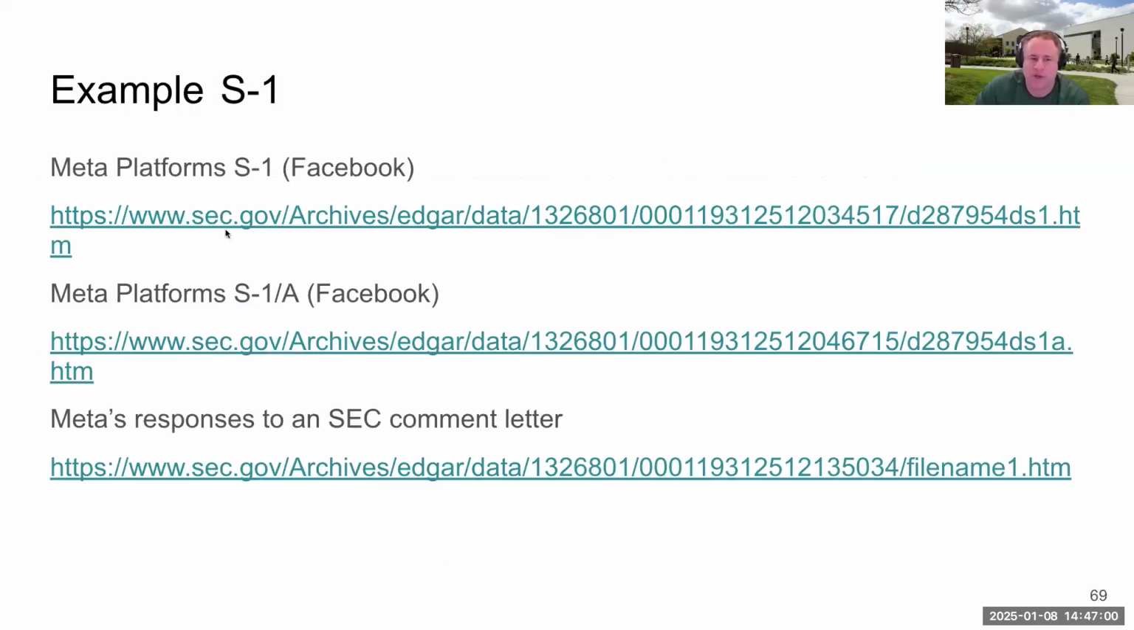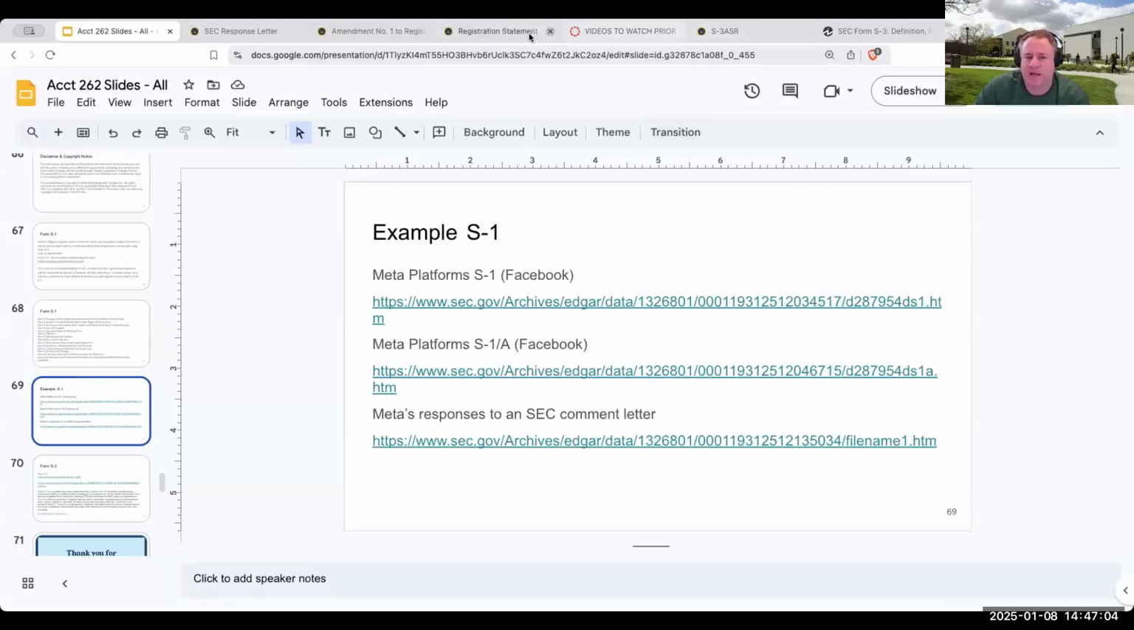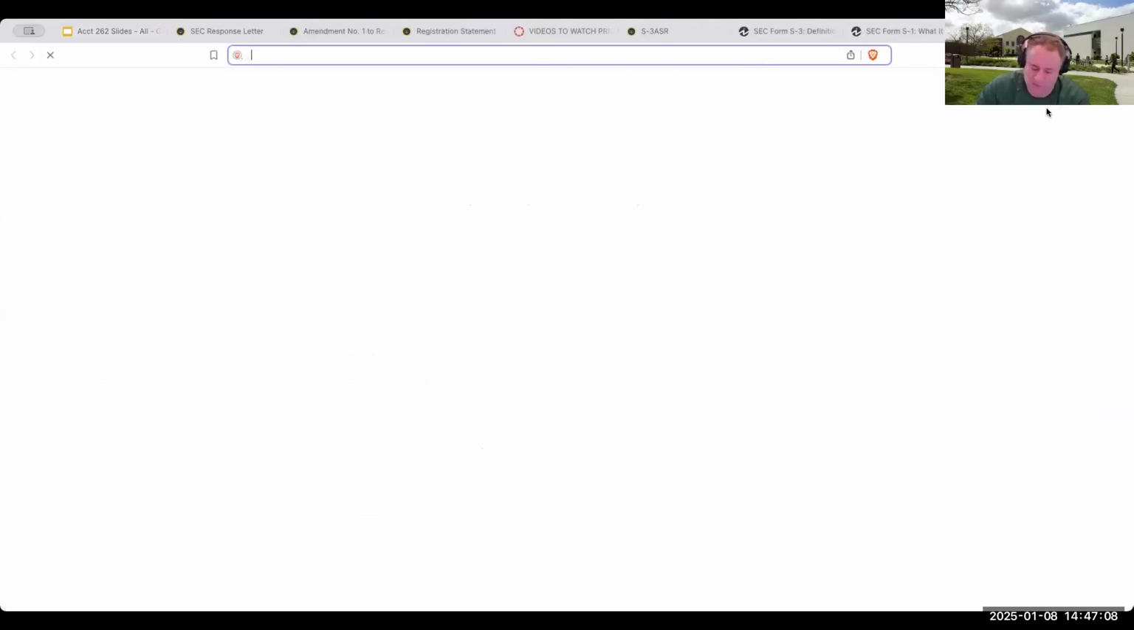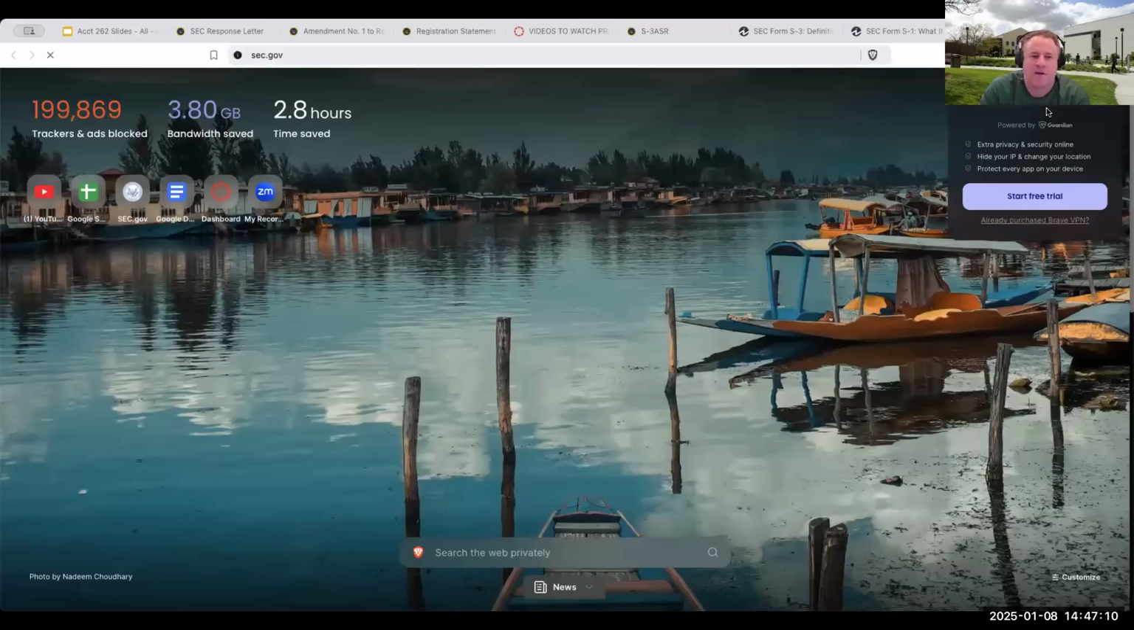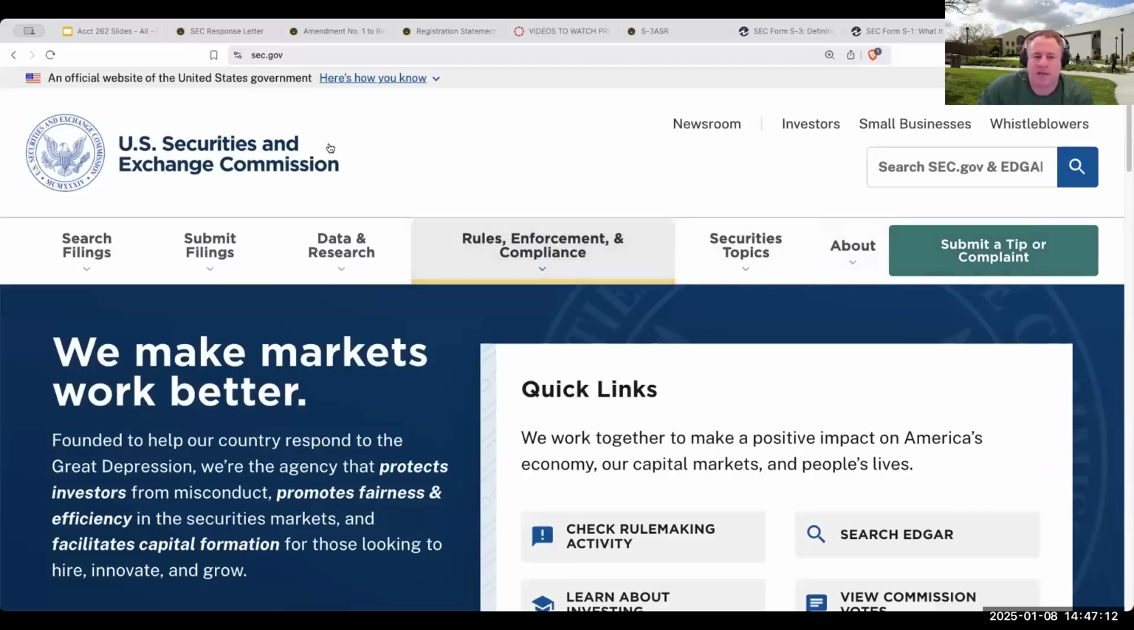So the best way to go through and look at this, and again, I keep on using Meta Platforms, but it's because they have some great disclosure. Let's go ahead and look this up real quick to get a little bit more of a history.